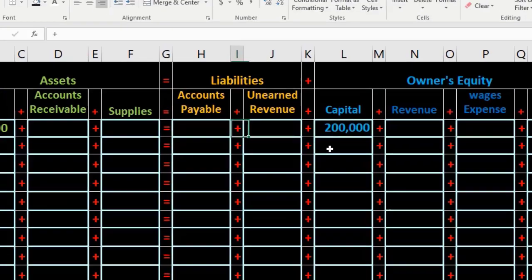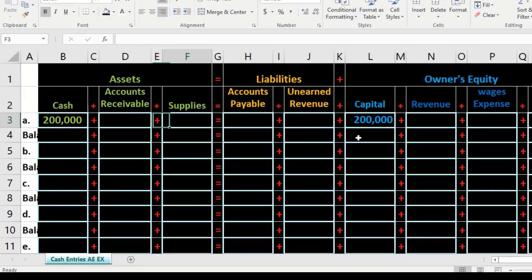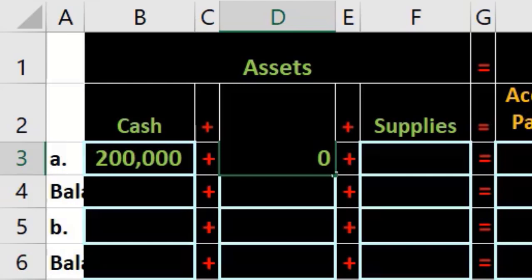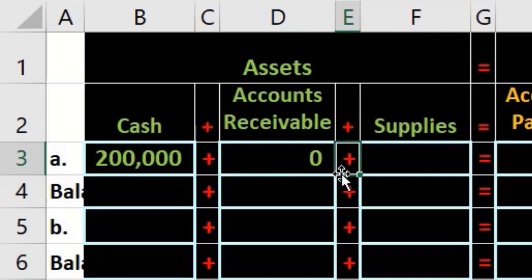Now for the rest of these accounts, there's not going to be anything else happening. Depending on the type of database system, if you're working a problem like this, they may require you to actually enter a zero into these items. I'm going to practice doing that, just to get used to Excel, and put the zeros in all the other accounts that aren't affected here. So I'm going to put zero in cell D3. This is cell D3.